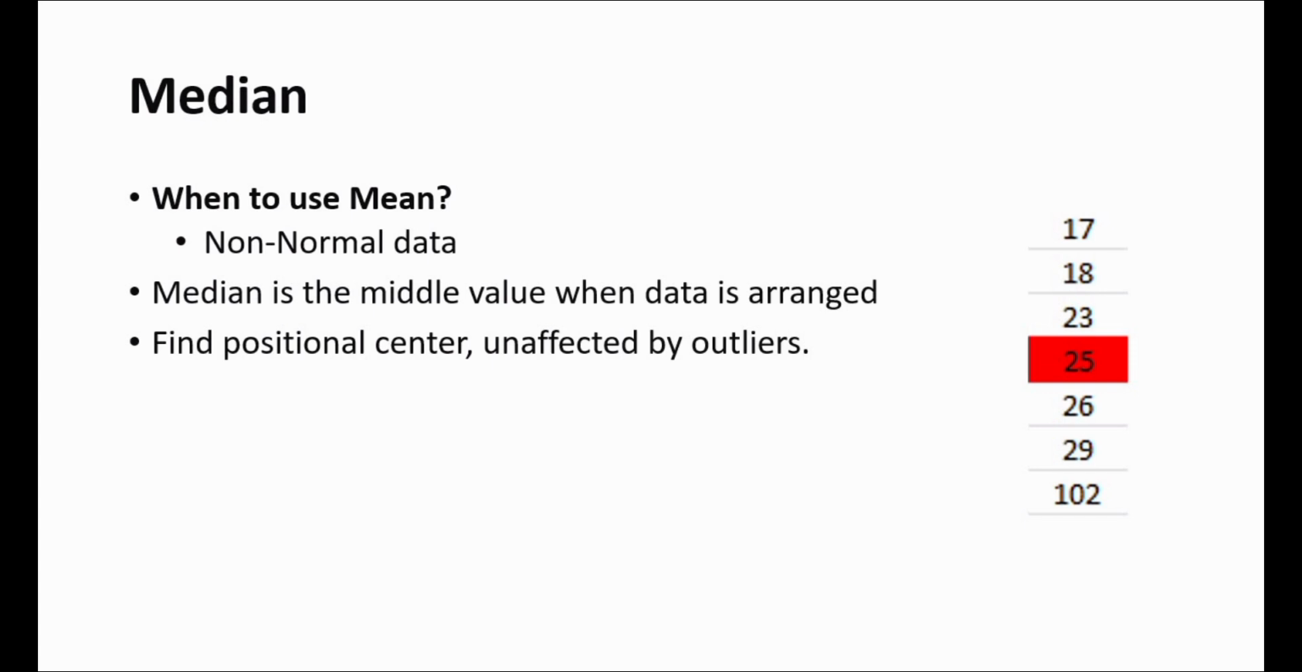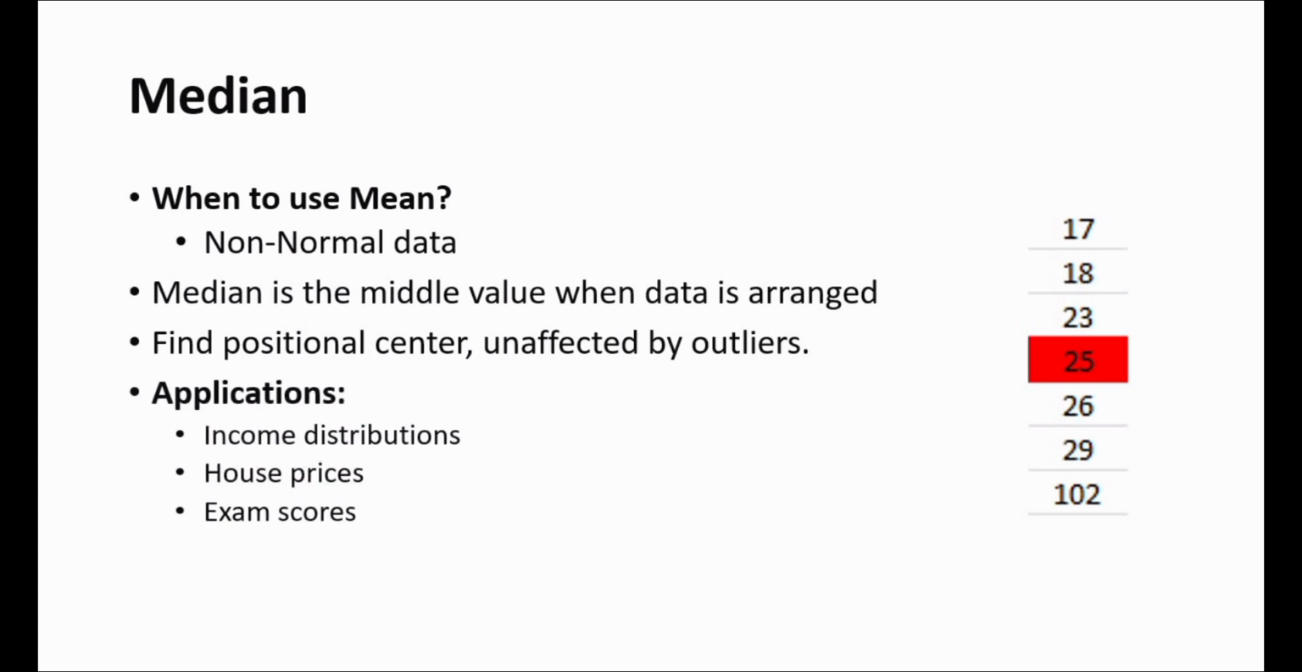So whenever there are outliers in the values, the data will be non-normal and we will use the median there. Else we will use mean if the data is normal. Median is most commonly used in income distribution, house prices, or exam scores. So far we have learned about mean and median.